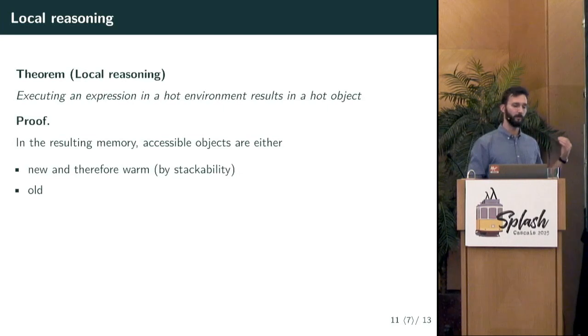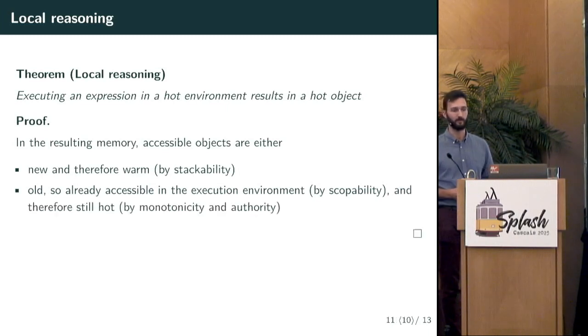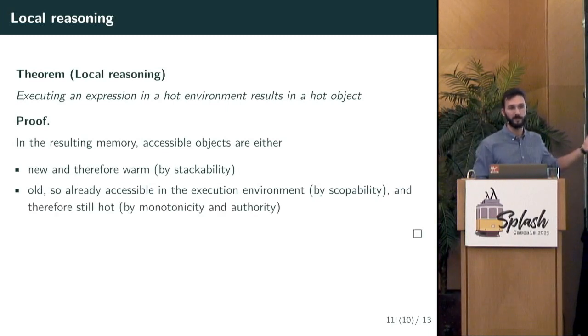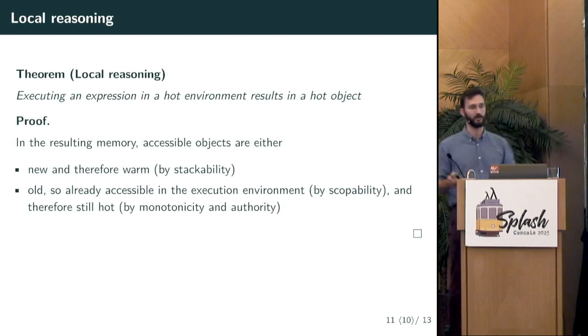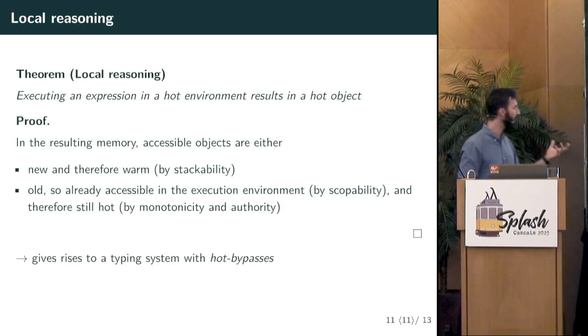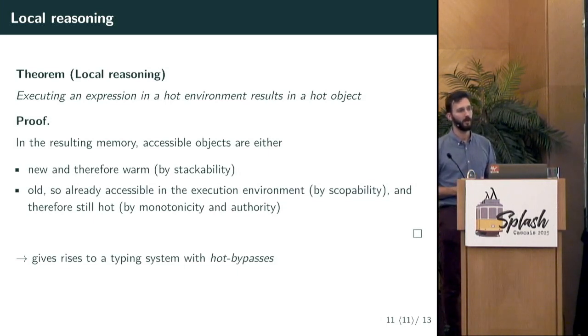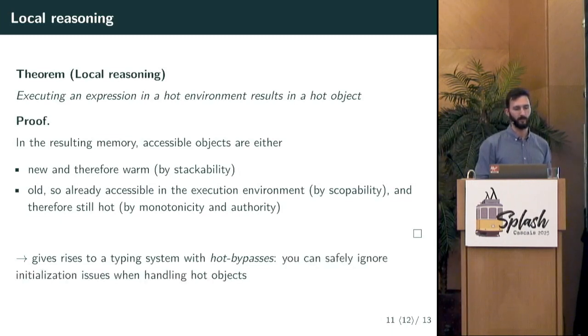And thanks to, let's advance a bit. So the old object was already accessible by the scopability principle. And as it was hot before the execution, it remained hot thanks to monotonicity and authority. So in both cases, you can only access warm or hot objects, so it means that actually you can only access things that are fully initialized. So the object you get is fully initialized. And this gives rise to a typing system where you have hot bypasses, meaning that when you know the piece of code you're considering is not doing crazy initialization stuff because it's only in a fully initialized context, you can ignore these initialization checks when you handle hot objects.